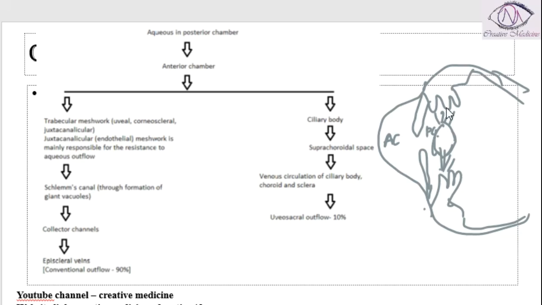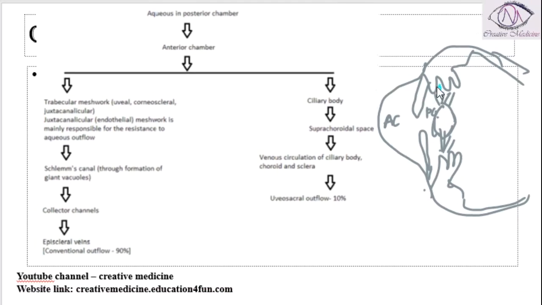The aqueous humor is actually formed by the pars plicata. So this is pars plicata. It is formed from the pars plicata and then it reaches the posterior chamber. From there it goes into the anterior chamber. And here we have the trabecular meshwork. So it goes to the trabecular meshwork.